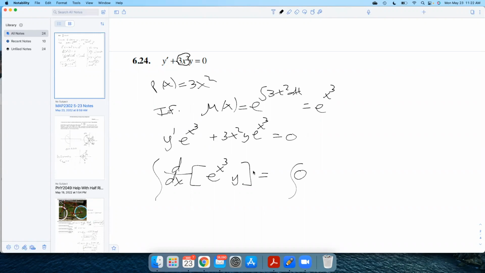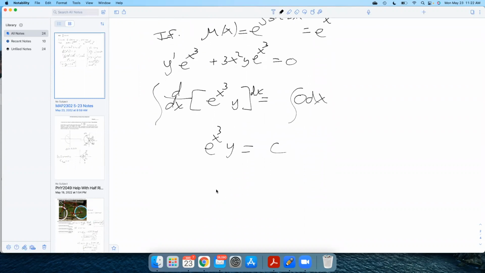Don't forget right here, again, number one place people miss points on test one. They forget to write this dx or dt, whatever we have right there. Right there, that spot right there is where it happens. The integral and the antiderivative, or the antiderivative and the derivative cancel out. We get e to the x cubed y. On the right side, antiderivative of 0 is just c.